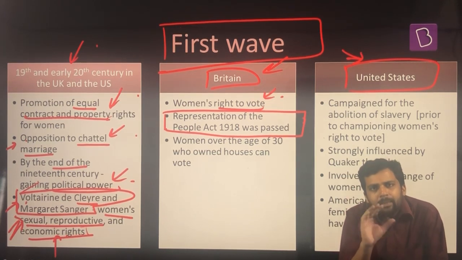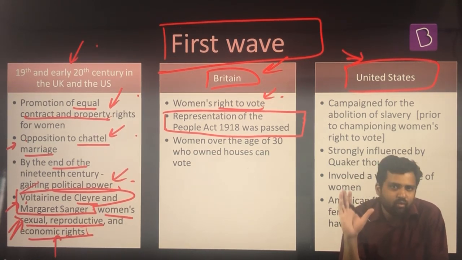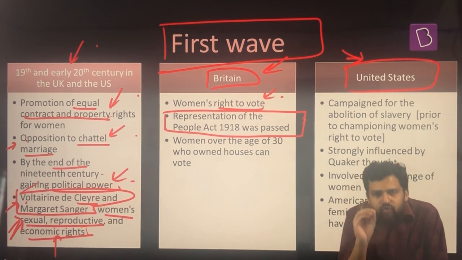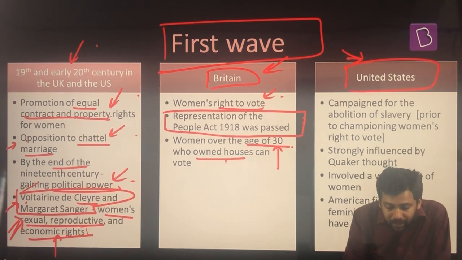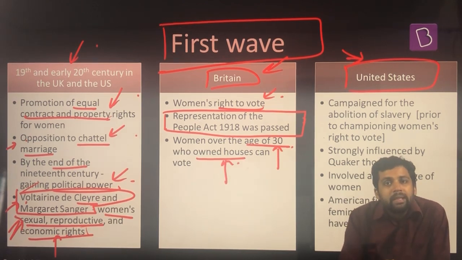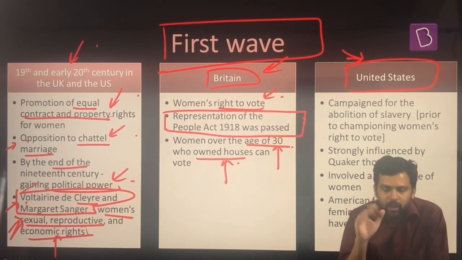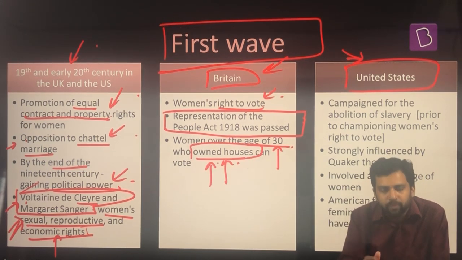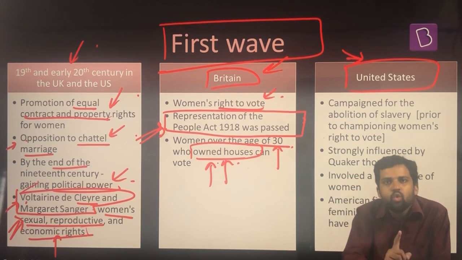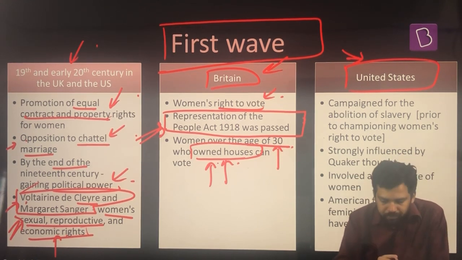But this particular law, what it is trying to do is give voting rights to women. But here, not all women are getting voting rights. Only those women who are over the age of 30 and who themselves own houses were given the right to vote. But gradually, all women above a specific age are given the right to vote. This ownership clause, ownership of house, ownership of property, is gradually removed. But initially, only those who owned houses were given the right to vote.